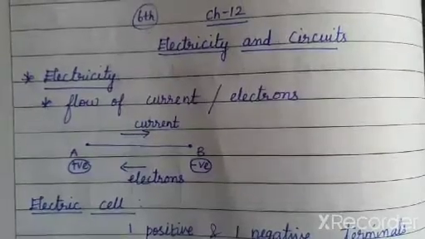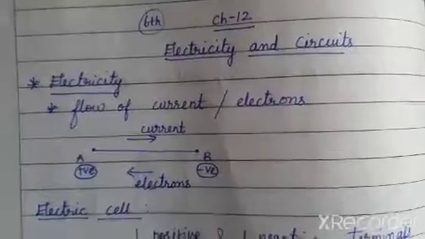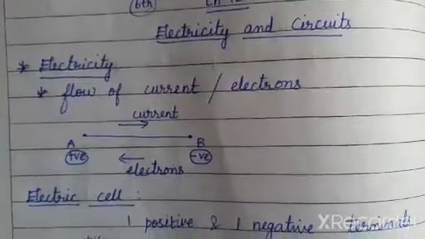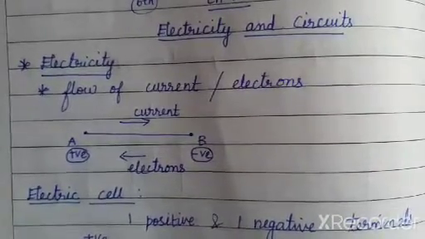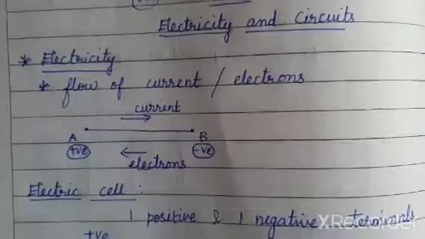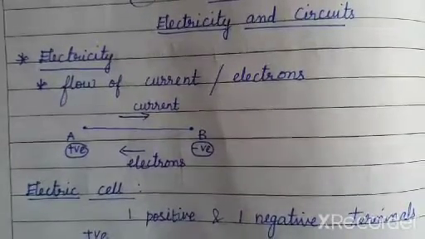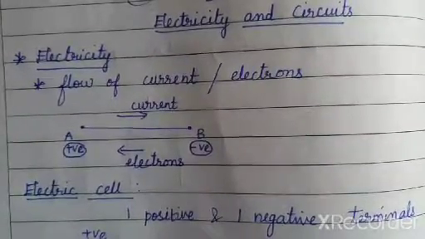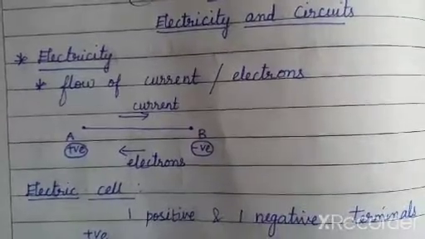Good morning, children. Today we are going to see Physics Chapter 12, Electricity and Circuits. In the introduction class for this chapter, we saw how the electric current flows, what is electricity, what is meant by an electric cell, and the conductors and insulators. All these things were discussed.